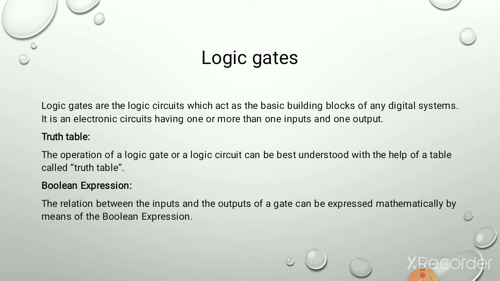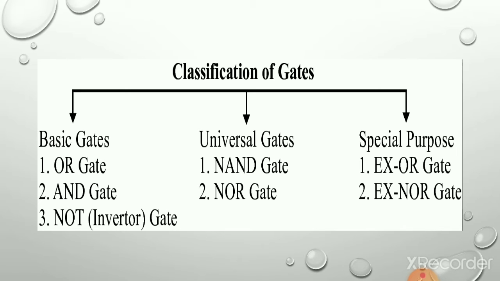Next is the Boolean expression. The relation between the input and the output of a gate can be expressed mathematically by means of the Boolean expression. Next, let's see the classification of logic gates. The logic gates are classified into three categories, namely the basic gates, the universal gates, and the special purpose gates, which means derived gates.